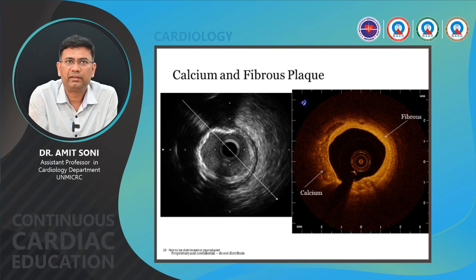On the right side of the picture you can see that at the 2 o'clock position there is a fibrous plaque, and at the 7 or 8 o'clock position there is a calcium-rich plaque. In the fibrous plaque there is a bright structure with high backscatter and low attenuation, which is why the backside structure is also visible. And in the calcium there is both low attenuation and low backscatter.